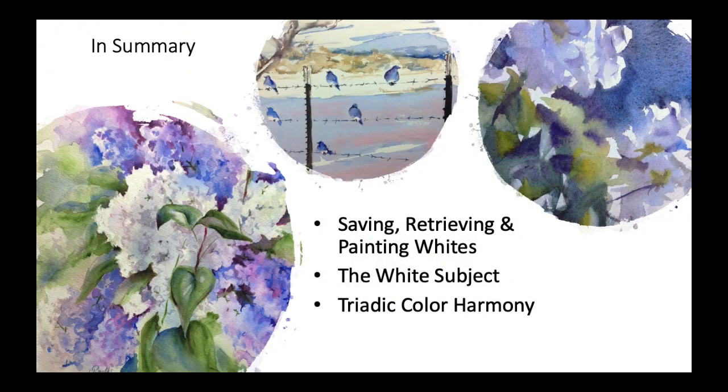In summary then, you're going to want to learn how to save, retrieve, and paint whites. And you have to paint a white subject that incorporates your theme, and you have to incorporate triadic color harmony. So the white roses painting does not incorporate the color harmony, so you'll have to reach a little bit and stretch and imagine how you might incorporate color harmony as well.